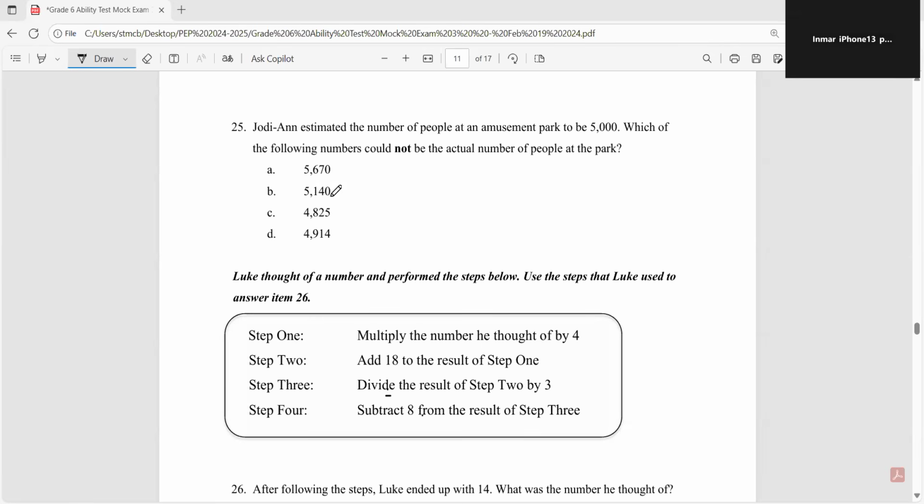Sir, how I got my answer is that, the question said Jada estimated the number of people at the amusement park to be 5,000. Which of the following numbers could not be the actual number of people at the park? Sure, it has to be A, 5,670, because it's over 5,000, sir.